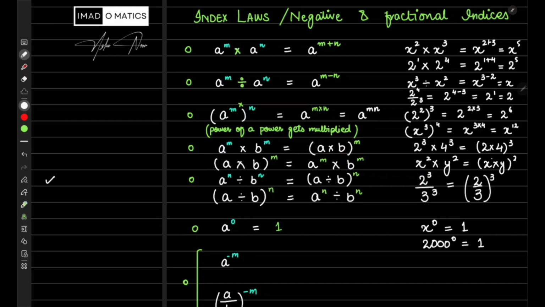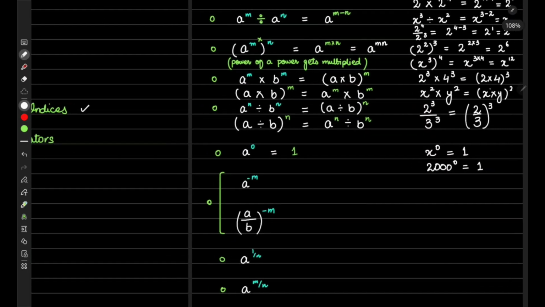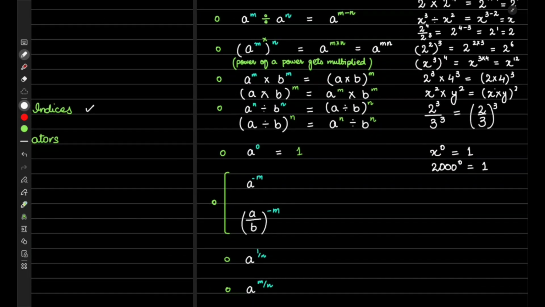Now let's talk about one more thing. The next two laws are about negative powers. If you have a negative power, that means you have to take the reciprocal. When you take the reciprocal, your sign changes to positive. Whenever you have a negative power, you take the reciprocal or flip your fraction, and you get a positive power.